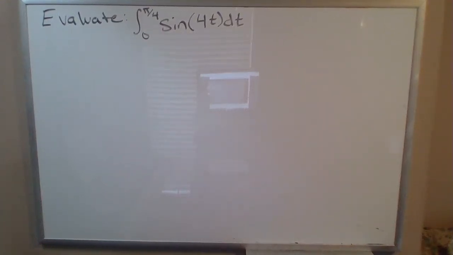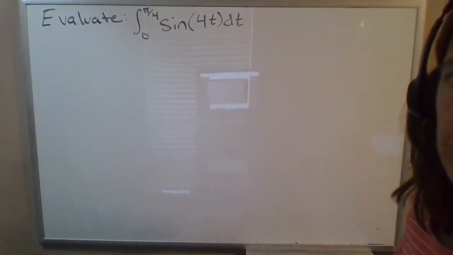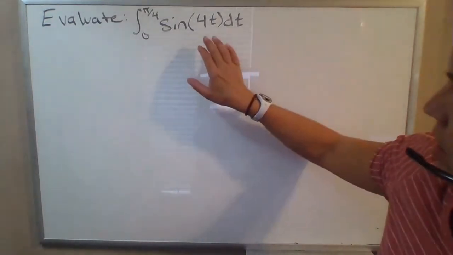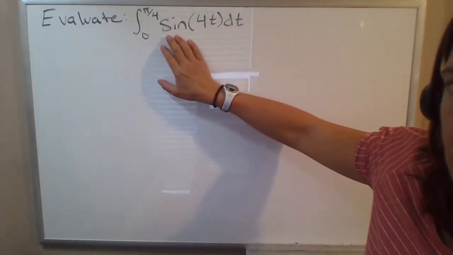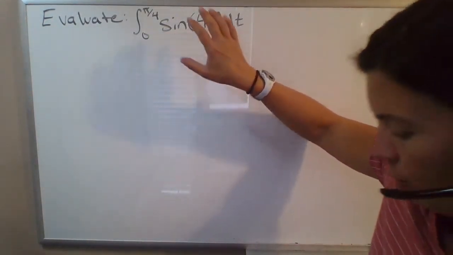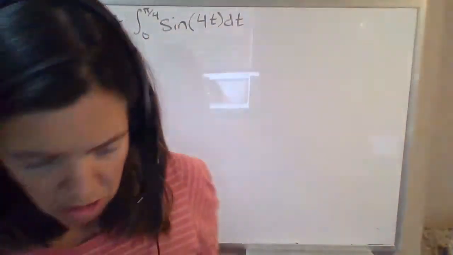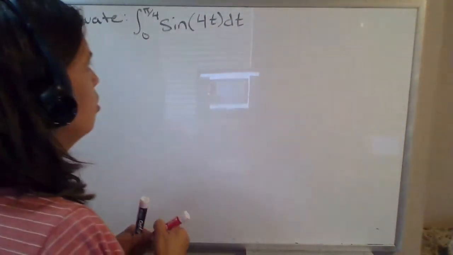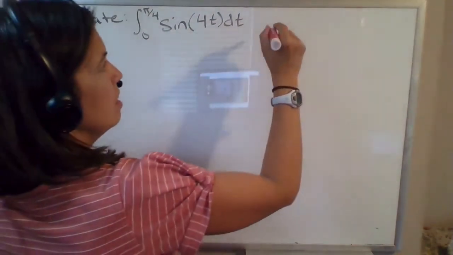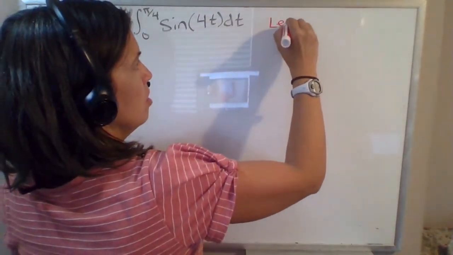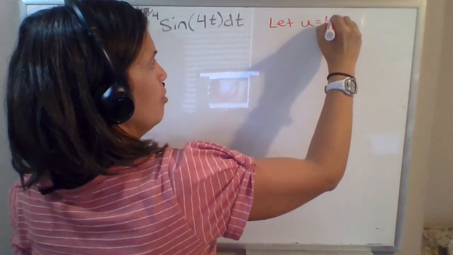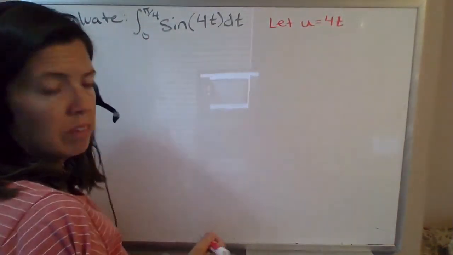Suppose we want to evaluate the definite integral from 0 to pi over 4 of sine of 4t. In order to evaluate this integral, we're going to need to use integration by substitution. That's because you have an outer function, the sine function here, and then the inner function 4t. The typical approach with integration by substitution is to let u equal the inner function, in this case 4t.